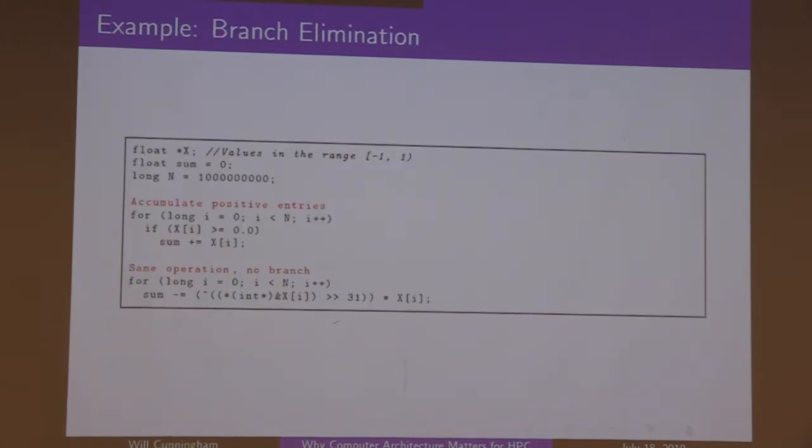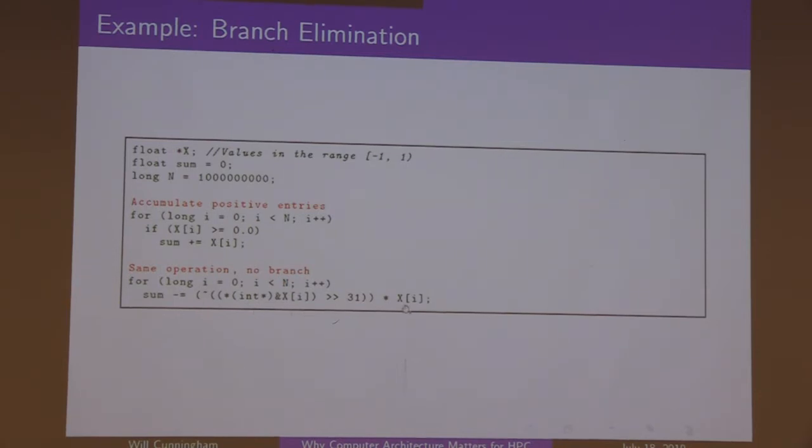Here's a great example. So suppose you have some data here, and it takes values in the range of -1 to +1, and you want to only accumulate the positive entries, okay? One way to do that is to go through, check each one, see if it's positive, and accumulate it if so. However, you can change this into a math operation as well.